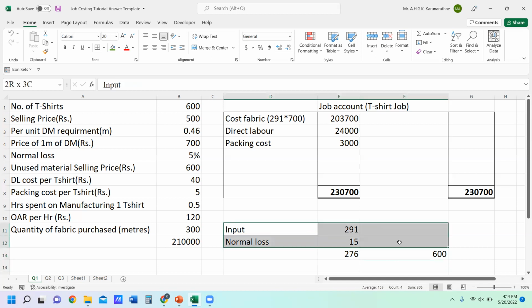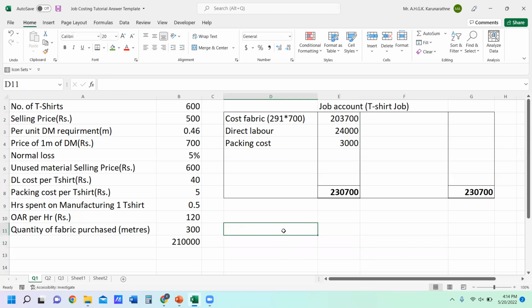Okay, and I think you can understand how 291 comes. But the problem is, you can't buy 291 quantity of fabric.